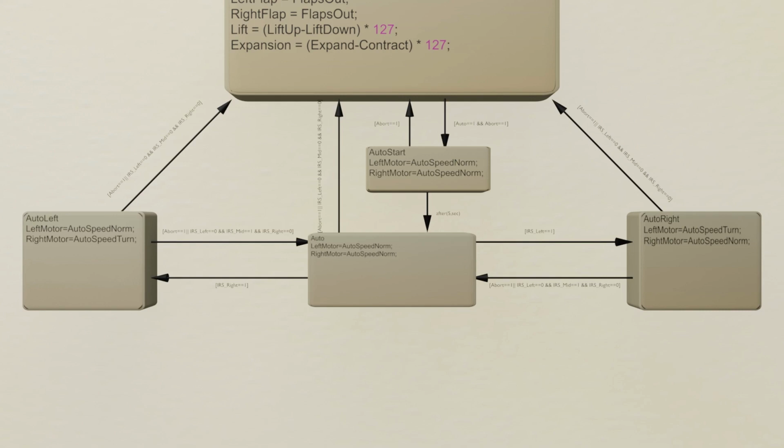In the auto left state, the right motor output will be assigned the autospeed turn value, while the left motor output will continue to be assigned the autospeed norm value. The inverse is true for the auto right state. All autonomous related states will return to the primary state when the abort button is pressed. All states except for the auto start state will return to the primary state when all 3 IR sensors input a value of 0.